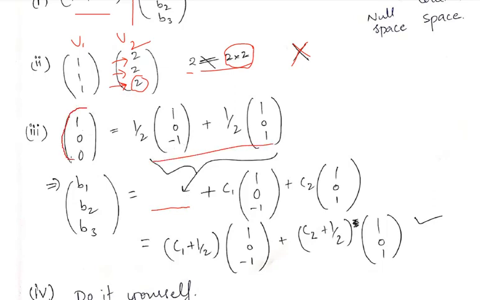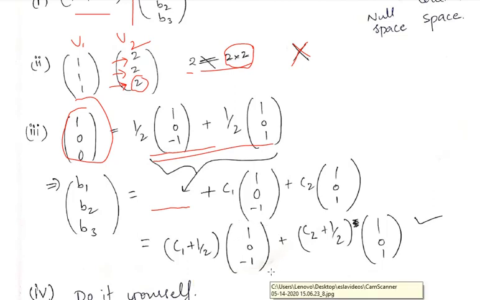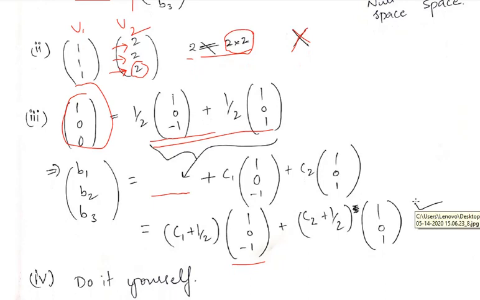Instead of writing 1 0 0, I will write this part, plus the given c1 and c2. Can I write it like this by taking similar column vectors outside? So c1 plus 1 by 2 times this column vector, plus c2 plus 1 by 2 times this column vector. So this holds good the condition of vector space. One column vector is the resultant of scalar multiplication and also the resultant of addition of the two column vectors. Okay, so this holds good. So this is a subspace.